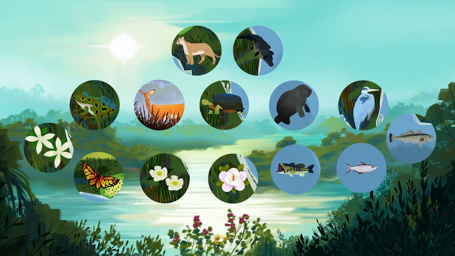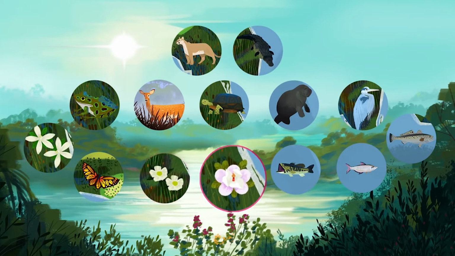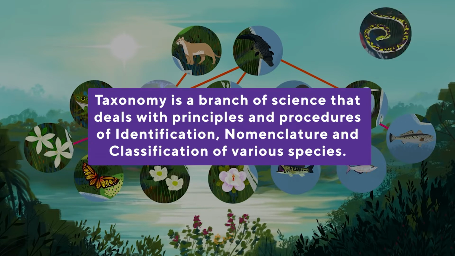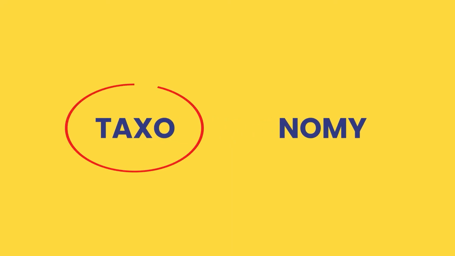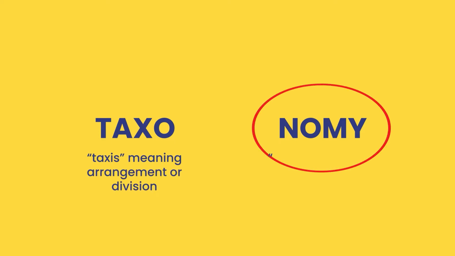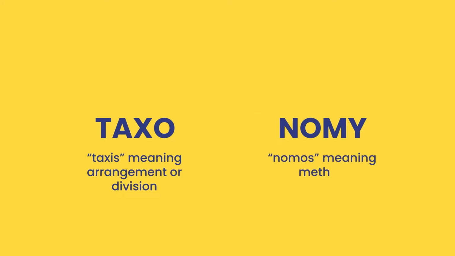According to what we understand from that man's observation, taxonomy is a branch of science that deals with principles and procedures of identification, nomenclature, and classification of various species. The word taxonomy is derived from the Greek words taxis, meaning arrangement or division, and nomos, meaning method. Hence, taxonomy is the method of arranging organisms into groups according to their characteristics.